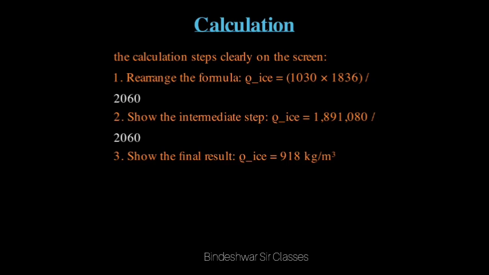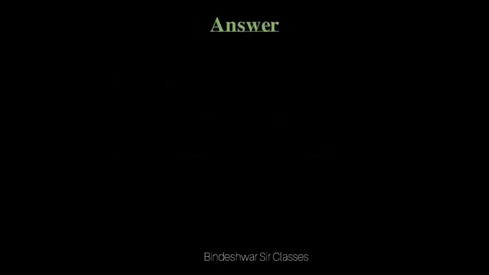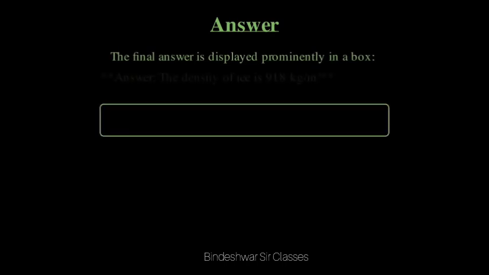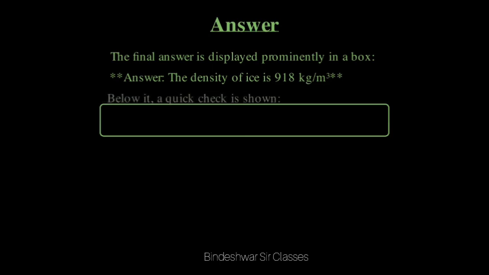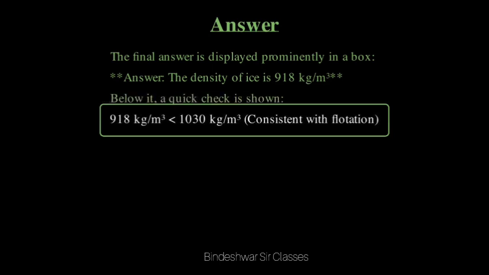Since the density of water was in kilograms per cubic meter, our final unit for the density of ice will also be in kilograms per cubic meter. So, the final answer is that the density of the ice is 918 kilograms per cubic meter. This result is logical because for an object to float, its density must be less than the density of the fluid it's in.